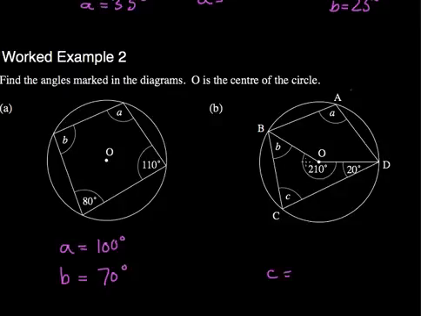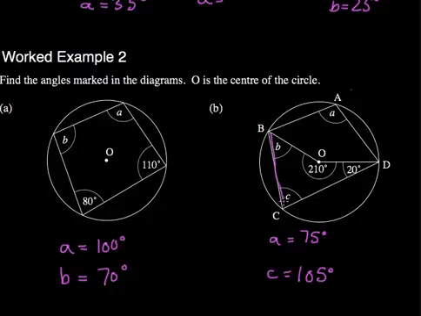C would just be a half of this, which is 105 degrees. And from that I can work out A, because I know that they add up to 180 degrees. So A must be 75 degrees. What about B? How can I use all of my angles then to work out what B is?